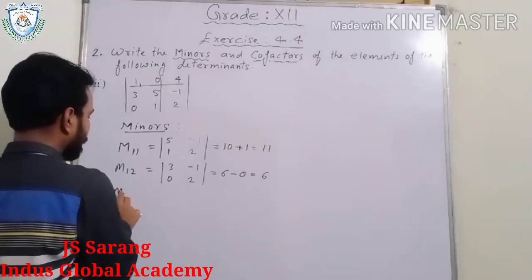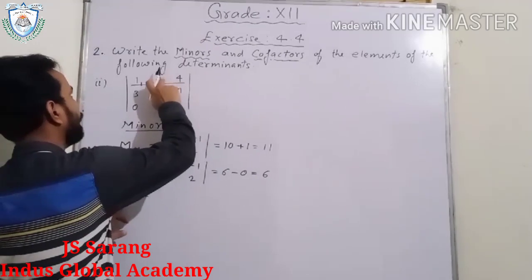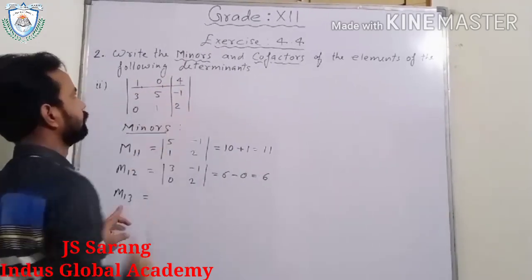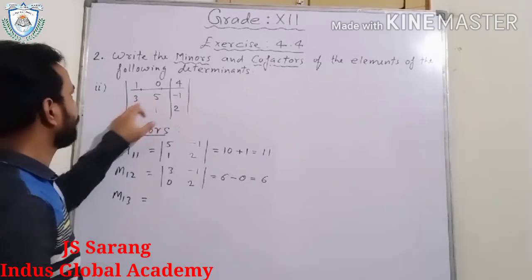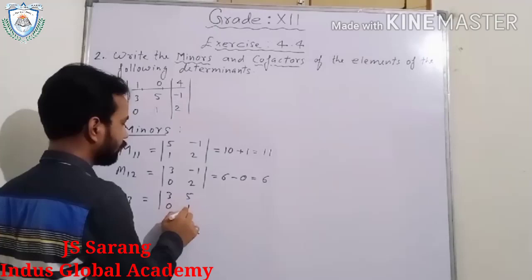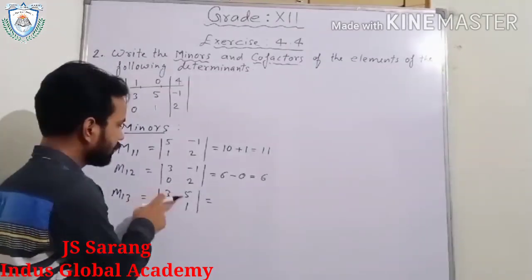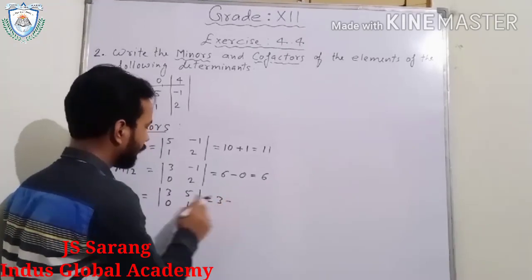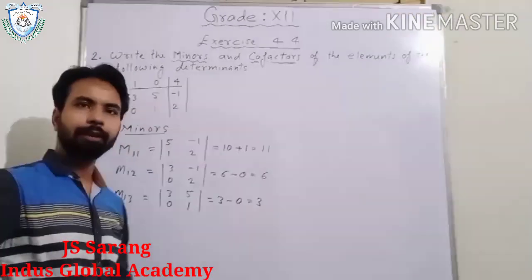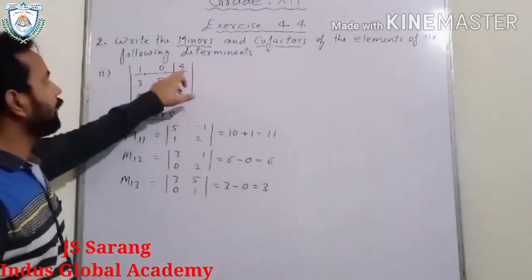Then M13. M13 means we will have to hide first row and the third column. So what is left? 3 5 0 1. Solve it by cross multiplication. So 3 1s are 3. Minus 0 into 5 is 0. That means it is 3. Clear? So M11, M12, M13.